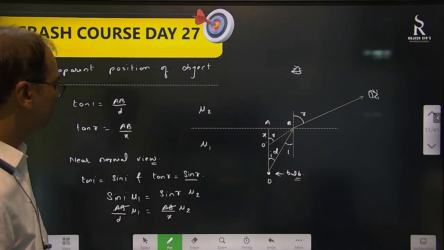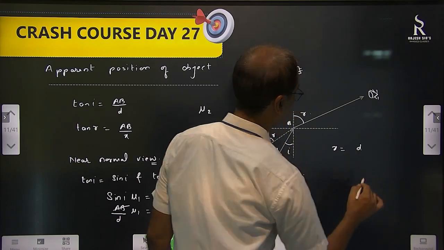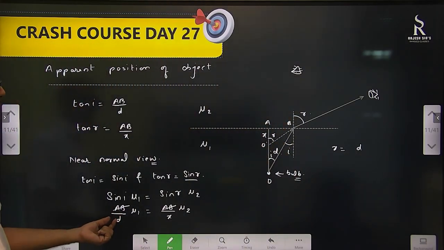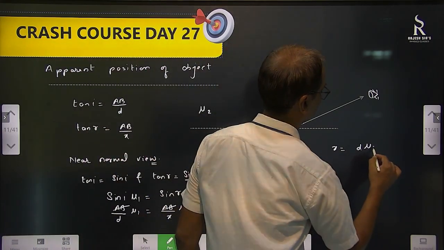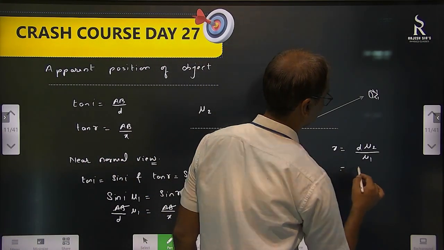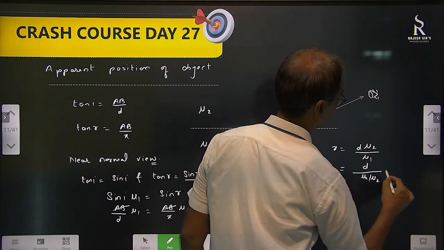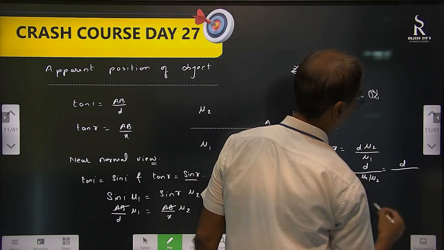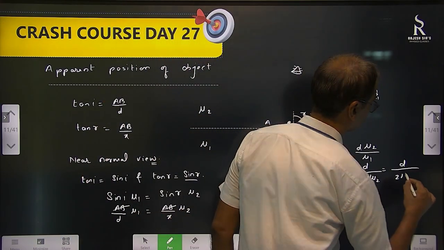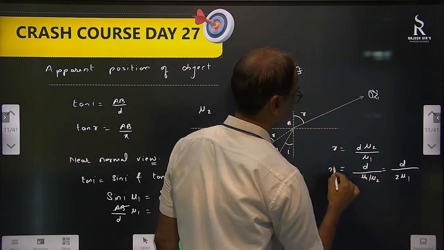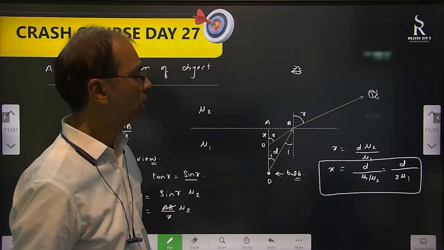So what is the X value? Just see. X value is D mu2 by mu1, or I will write this as D by mu1 by mu2. This is the apparent position of the object. Okay, D by mu1 by mu2.